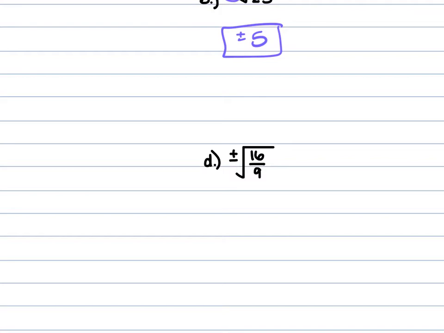For D, we have plus or minus the square root of 16 over 9. So we're going to keep the plus or minus. We're going to do the square root of 16 over the square root of 9. The square root of 16 is 4. The square root of 9 is 3. So it's plus or minus 4/3.